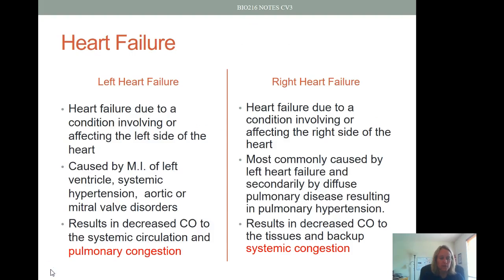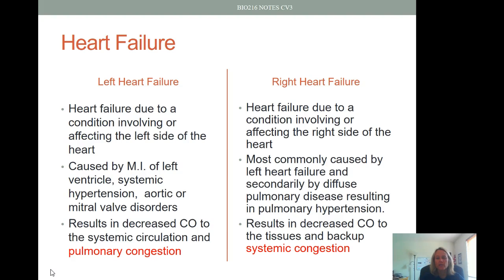Okay, in addition to comparing heart failure as systolic or diastolic, we can also look at heart failure as whether it's primarily left heart failure or right heart failure. So left heart failure is when we have heart failure involving a condition affecting the left side of the heart. So this can be caused by a myocardial infarction of the left ventricle, systemic hypertension, or problems with the valves on the left side of the heart, so the aortic or the mitral valve. This is going to result in decreased cardiac output to the systemic circulation and backup pulmonary congestion.